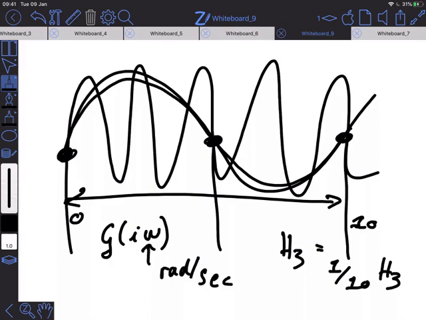Because 1 revolution is 2 pi, there are 2 pi radians in a revolution, and a revolution is a period, okay? So just be familiar with those terms.